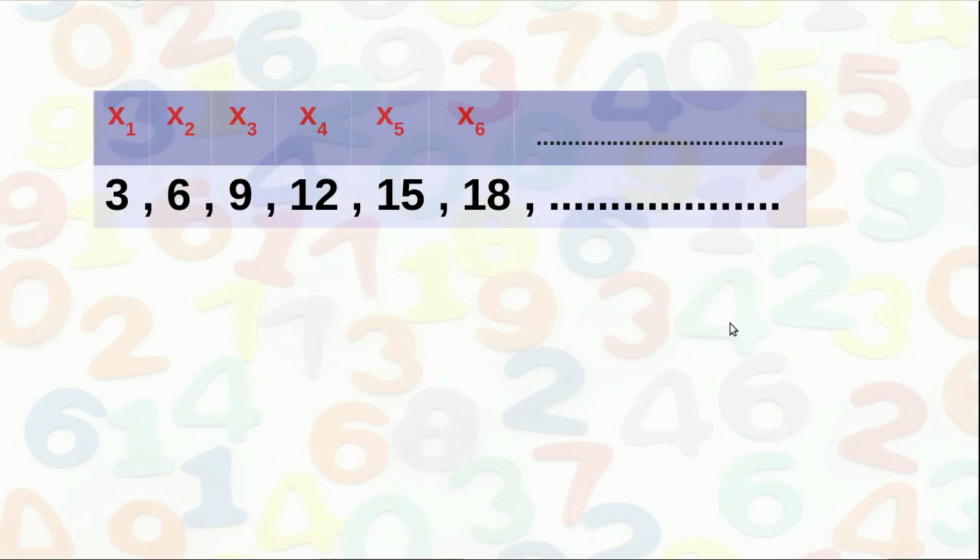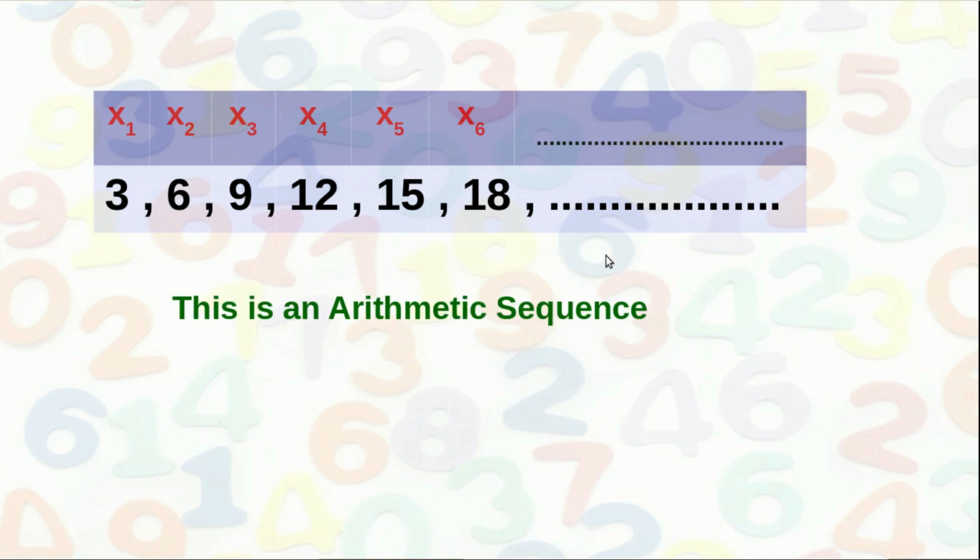Now let's consider a sequence 3, 6, 9, 12, 15, etc. Is it an arithmetic sequence? Let's check. This sequence starts with 3 and 3 is added to get the second term 6. Again 6 plus 3 is 9, 9 plus 3 is 12, 12 plus 3 is 15, 15 plus 3 is 18, and so on. So here you can see that the sequence starts with 3 and the number 3 is added repeatedly. Therefore, this is an arithmetic sequence.